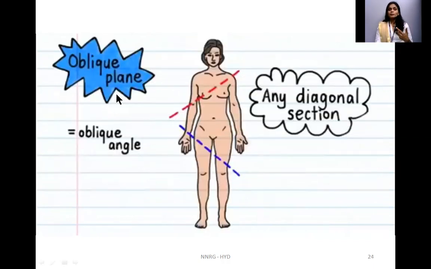The last one is the oblique plane. In the oblique plane, you will be cutting the body diagonally. A diagonal cut is called the oblique plane.